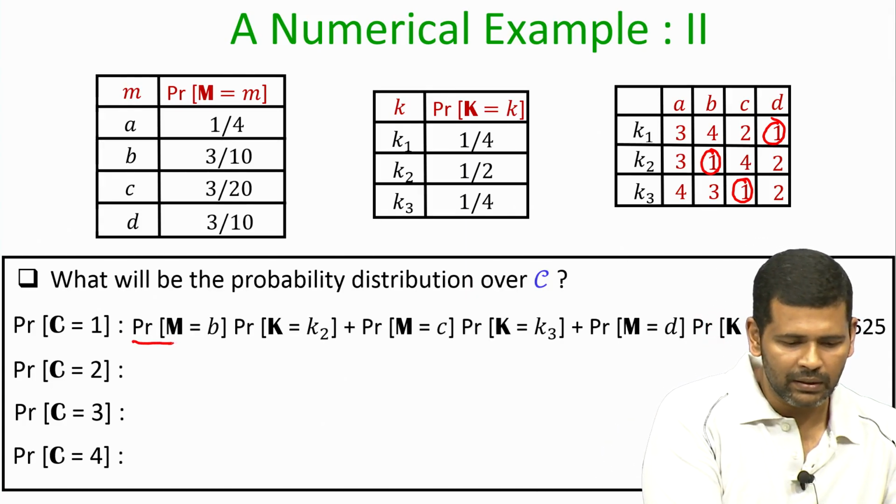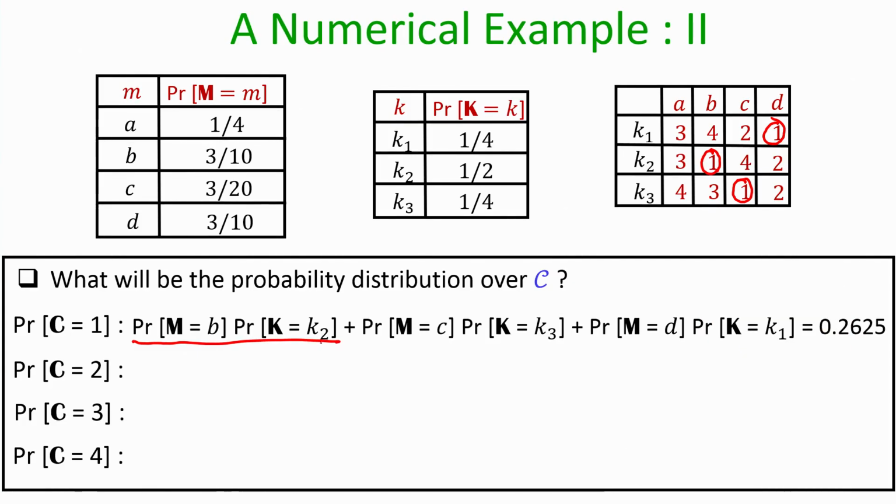The first term here denotes the probability that the key would have been K2, that means by running the key generation algorithm, the sender would have obtained the key to be K2, and the probability that the sender would have used the message B for encryption. If both these events occur together, then the ciphertext would have been 1. The second term denotes the other possible condition in which the ciphertext could have been 1, namely the plain text that the sender wants to encrypt is C and the key obtained by running the key generation algorithm is K3. And the third term denotes the probability of the third condition, namely the plain text is D and the key generation algorithm outputs the key to be K1.